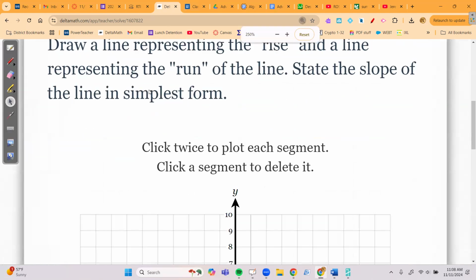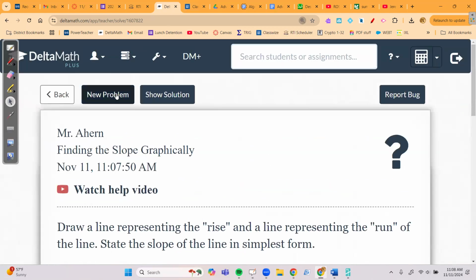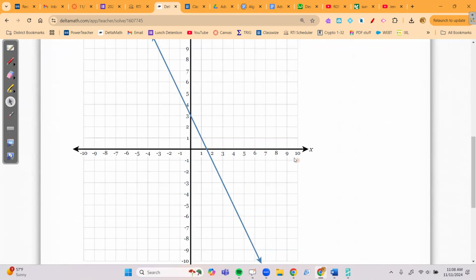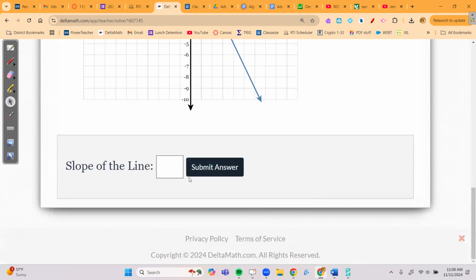How about this one? Someone in third hour said that what he does is when he sees a downhill line, the first thing he does, so he never misses it, he goes down to the box and he types in his negative. It's actually really smart to do. And then if you forget, then I already had it there.